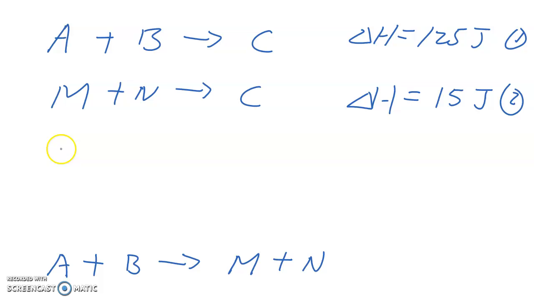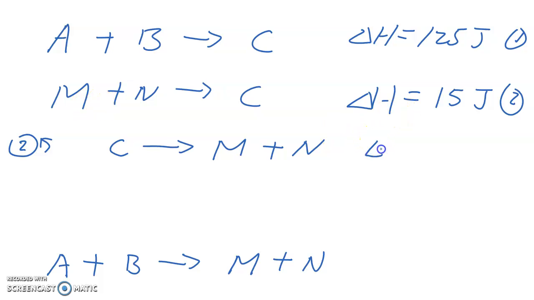So the first step I can do is, from equation number 2, if I flip it over, I am going to get C is going to give me M plus N. What I just did is flip equation number 2 over. At the same time, the delta H of this new equation will be equal to the opposite of this, the negative of this part, it will be minus 15 joule. Okay, so this is my new equation.